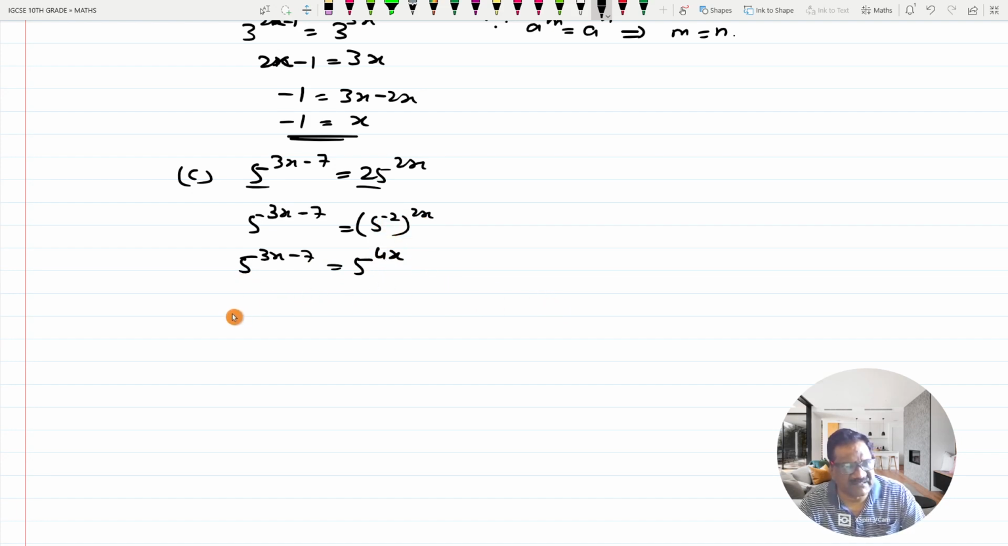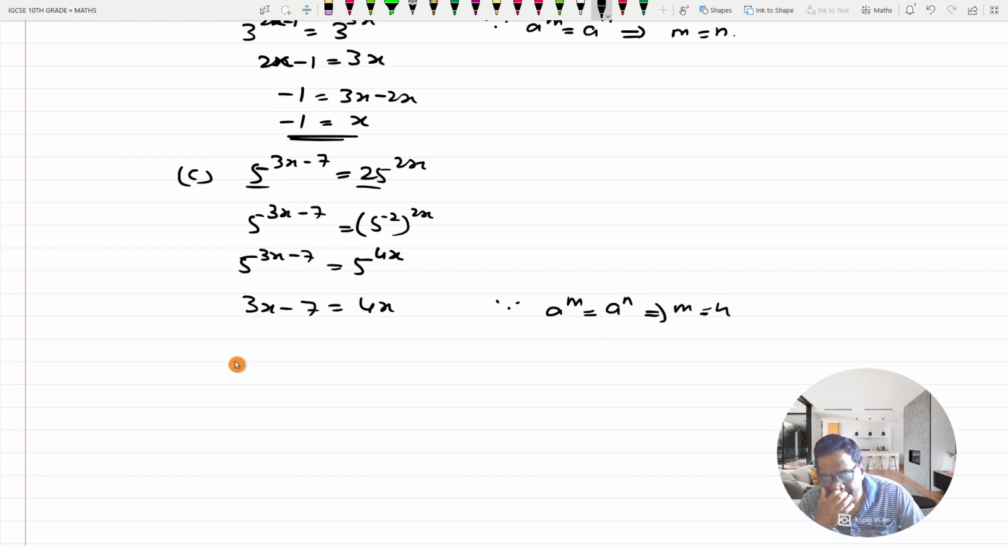Now because the bases are same, I can write the powers as equal. 3x minus 7 equal to 4x. Reason is because a raised to m equal to a raised to n implies m is equal to n. And now what I can do is minus 7 equal to 4x minus 3x, that is x equal to minus 7. So I'm getting the answer as x equal to minus 7.